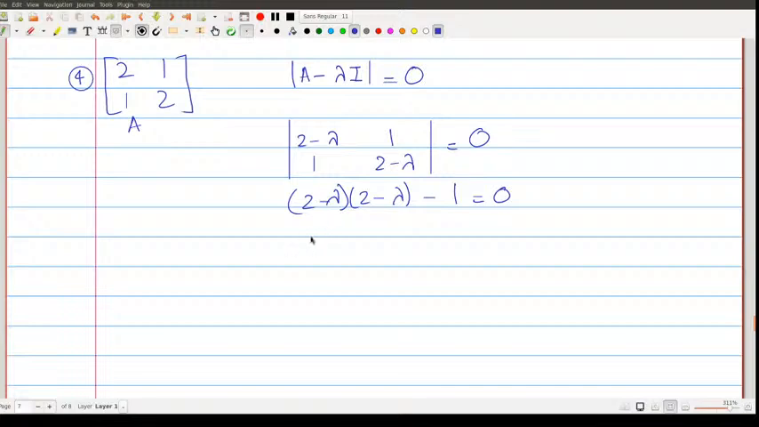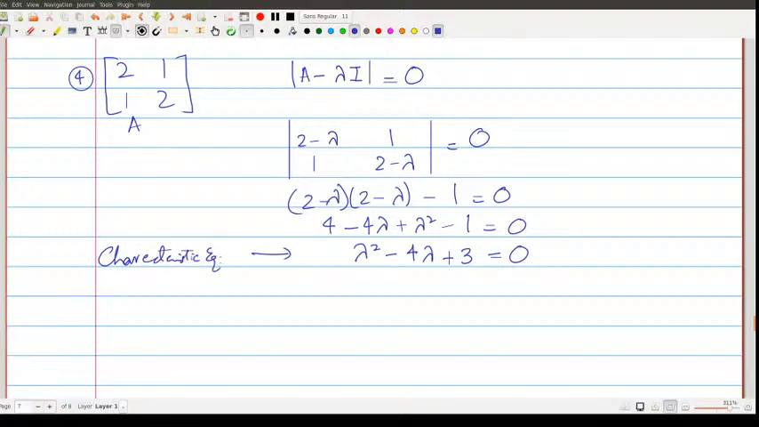So that's the first equation that's going to give us at least a longer quadratic equation. Let's write this out. We get 4 minus 4 lambda plus lambda squared minus 1. So the equation is lambda squared minus 4 lambda plus 3 equals 0. This is my characteristic equation. This is the first time I've gotten a longer quadratic equation with all three terms. So let's see, how do we solve this?